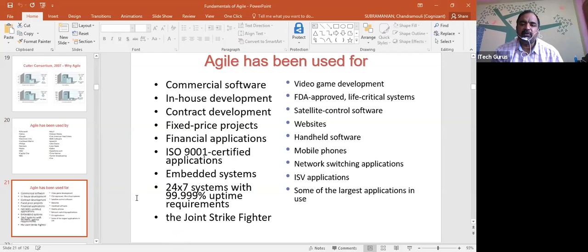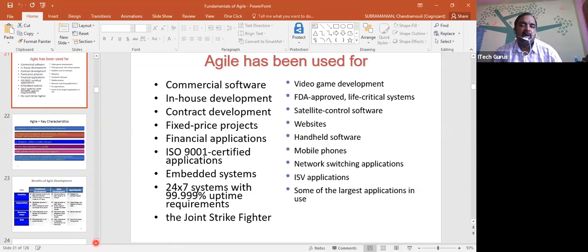So Agile has been used for a lot of things, right? Even for commercial software. A lot of people ask me a question: is Agile being used only for software development? The answer is no. Nowadays, Agile is also being used for a lot of other things. But Agile is very famous because the term Agile got inherited from the manufacturing industry, and Agile became very famous because of the software industry adopting it. So Agile is being used for multiple purposes, right?